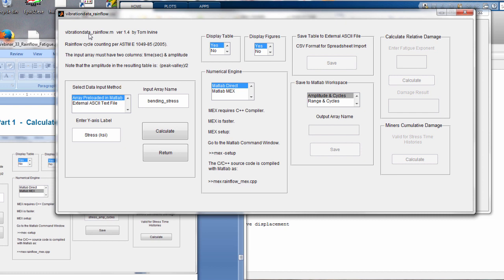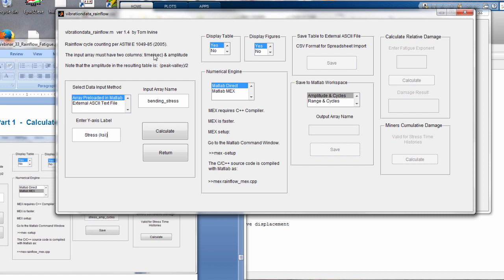So this is vibration data underscore rainflow.m. It's rainflow cycle counting per ASTM E1049-85 2005 with credit to Endo and Matsuishi. The input array must have 2 columns, time in seconds and amplitude.